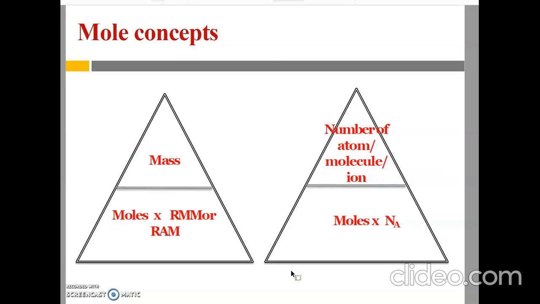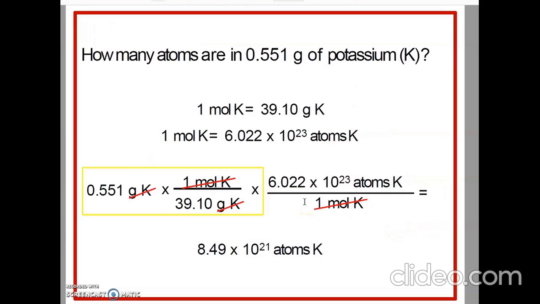So moles provide a bridge from the molecular scale to the real world scale. So this is the mole concept. I think that you are already familiar with this triangle. If you want to find mass, you just times mole with molar mass. If you want to have mole, you just divide mass with molar mass. To get number of atoms, you just times mole with the Avogadro number. So we're going to look into one example.